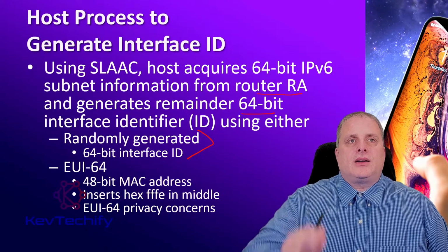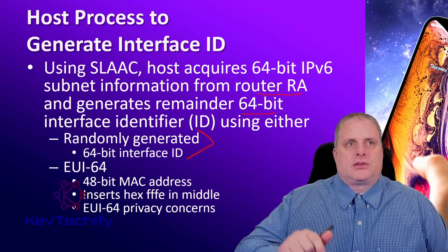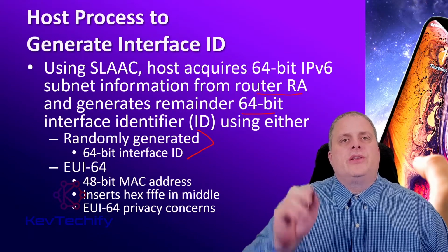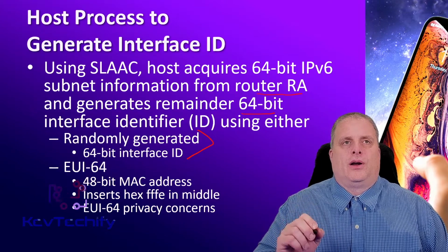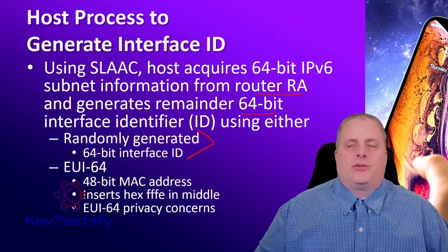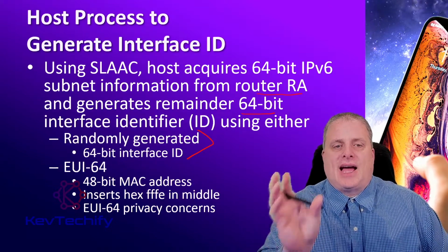In a lot of operating systems, Windows, Linux, Mac OS, they allow the user to choose either the randomly generated or the EUI64. Windows by default, Windows 10 hosts, they use the randomly generated 64-bit to generate that last ID portion.